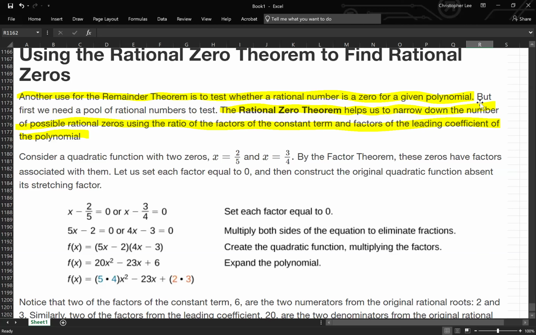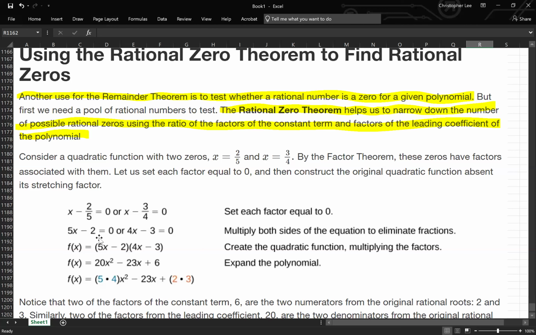So consider a quadratic function with two zeros, x equals 2 over 5 and x equals 3 over 4. By the factor theorem, these zeros have factors associated with them. Let us set each factor equal to 0 and then construct the original quadratic function absent its stretching factor. So x minus 2 over 5 equals 0. You're going to set it equal to 0 and solve for x, right? So we're going to add 2 over 5.